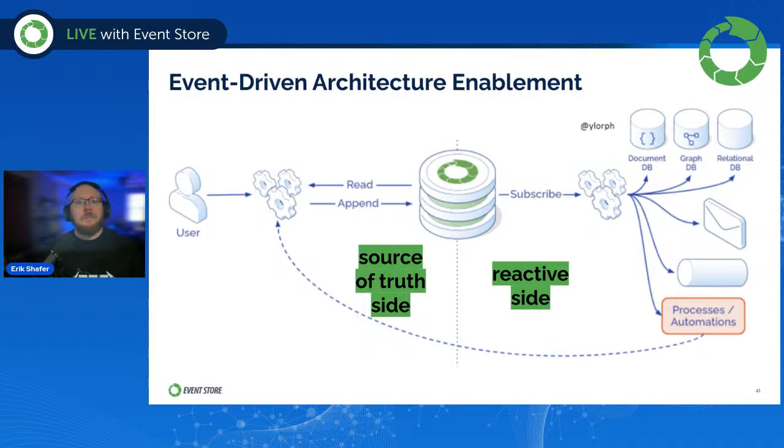But when you have this reactive side on the right-hand side, you can react to events that are well intended, that are well written, have good naming, and you can have different services or microservices, layers of your application, whatever terms you want to call it. You can have them react accordingly. You can have them write to different databases, like the example shows: document database, graph database, relational database. You can have them create new events to begin new processes.